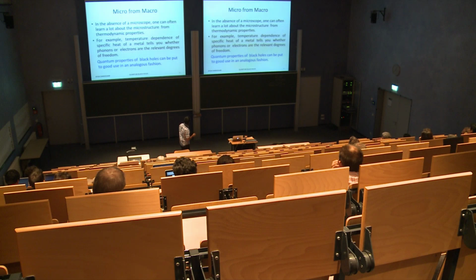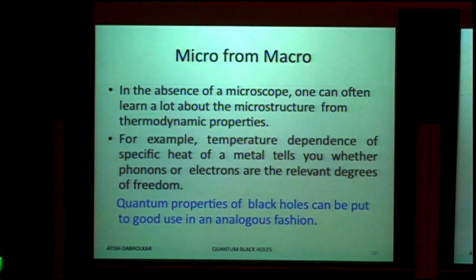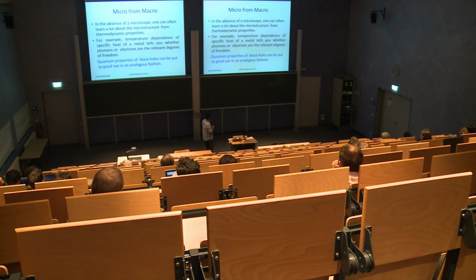theory. So this is a kind of time-honored tradition in physics that in the absence of a microscope, one can often learn a lot about the microstructure purely from thermodynamic properties. For example, a condensed matter physicist in the early 20th century, just from the temperature dependence of specific heat of a metal, could figure out whether phonons are responsible or electrons are responsible. And the quantum properties of black holes we would like to put to similar use.